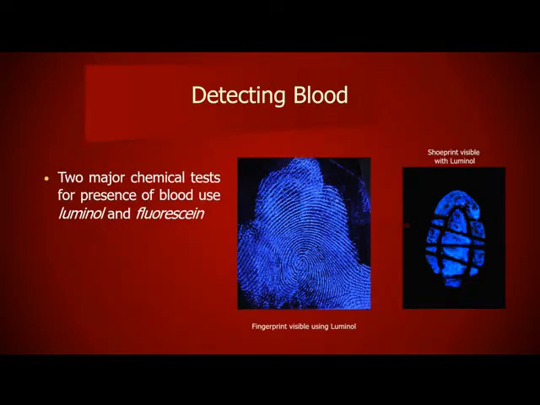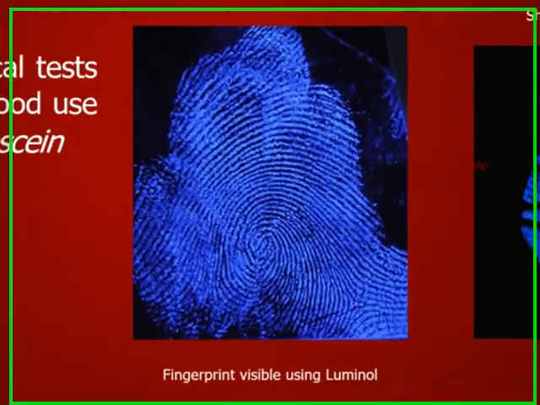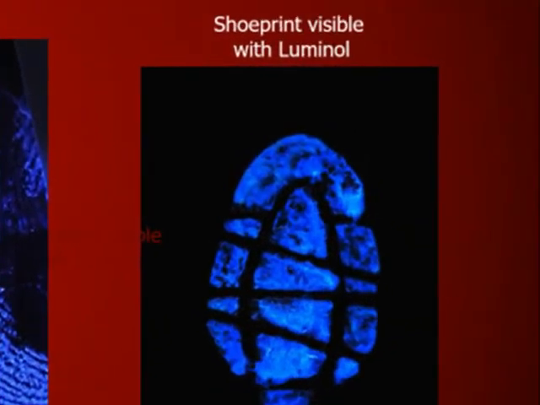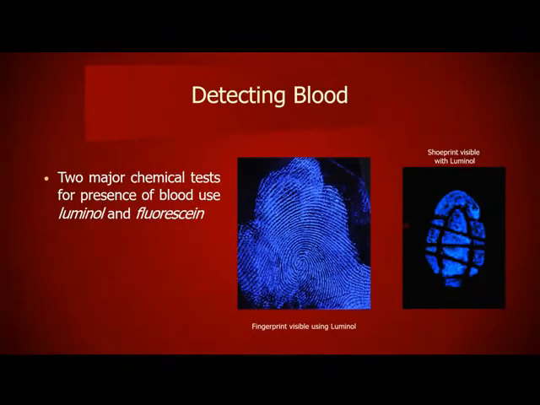Let's find out how blood is detected. There are 2 major chemical tests for the presence of blood. They use luminol and fluorescein. As seen here in the picture, there is a fingerprint that's visible using luminol. Also, another picture of a shoe print that is made visible using the chemical luminol. Luminol reacts in the presence of heme, which is part of hemoglobin, and undergoes chemiluminescence as seen in the pictures.